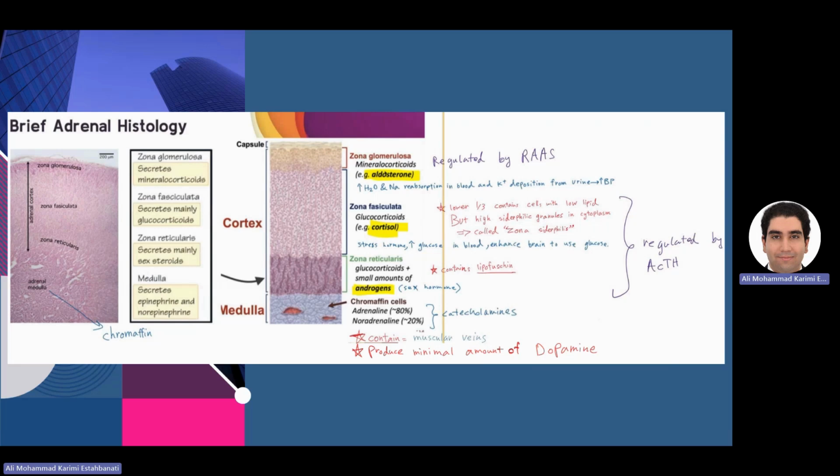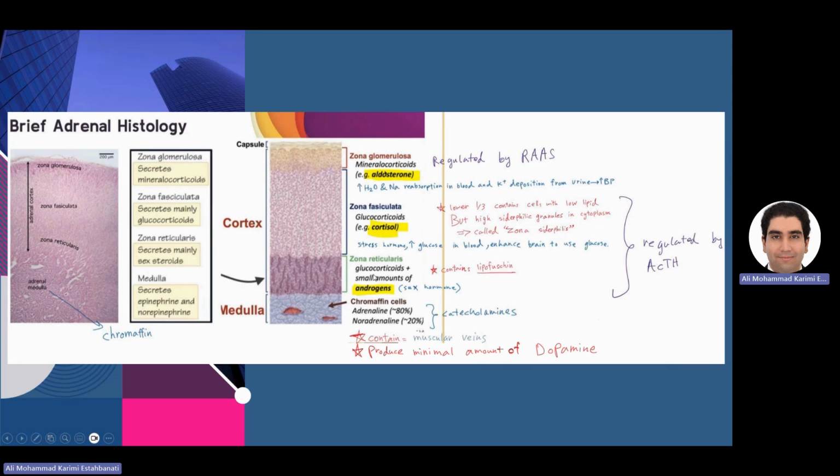Now, do you remember I mentioned we have 3 zones for the cortex, but occasionally we have 4. The fourth one exists in the zona fasciculata. The lower 1/3 of it, most of the time you cannot see it, but if you zoom into the cells, you'll see that there's a low level of lipid and quite a high level of something called siderophilic granules in the cytoplasm. Therefore, that 1/3 is called zona siderophilis. Okay?